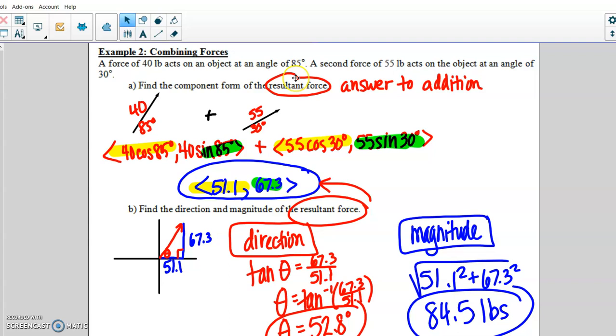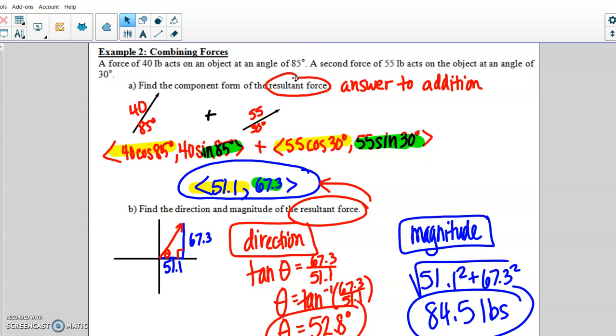A force of 40 pounds acts on an object at an angle of 85 degrees. So at this point, it's almost exactly what we just did. But now a second force of 55 pounds acts on the object at an angle of 30 degrees. So it's like you're pushing something, and then something comes from a 30-degree angle and pushes it with a force of 55 pounds. So obviously it's going to cause the thing to turn or move in a different way. And we could have this where there's multiple forces acting on it. It might not just be two like this one. You may see a problem where you have 3 forces acting on it or 4 forces acting on it. But you would do the same thing, and I'll explain that at the end.